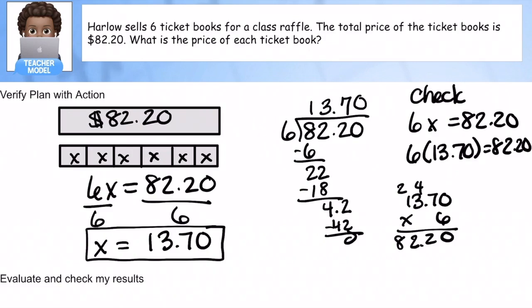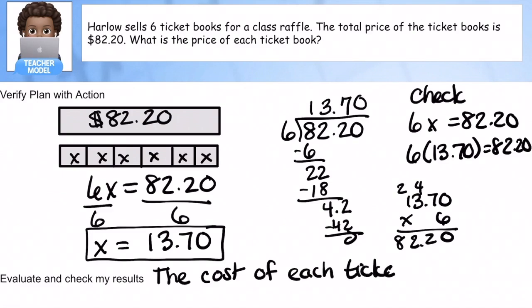So here's my final answer. The cost of each ticket book is $13.70. There you have it. Hit pause so you can jot this down into your notes.